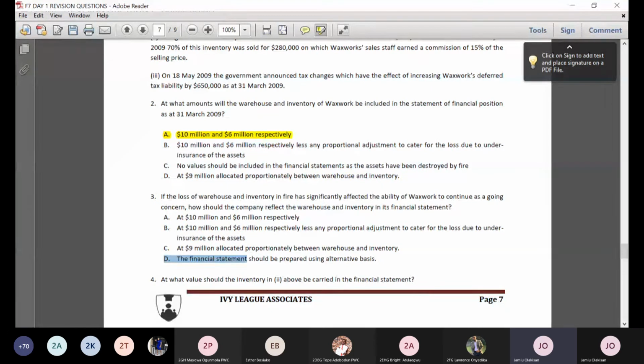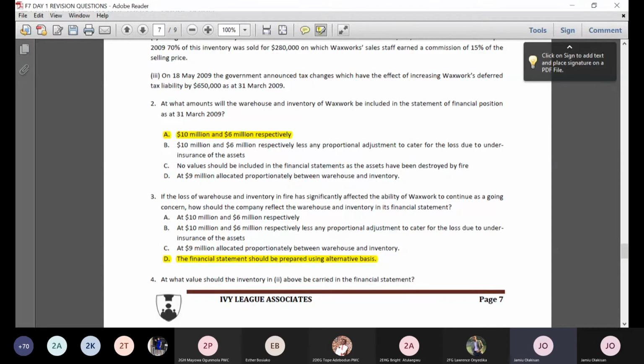I heard somebody mention breakup basis. No. In fact, if I put another option here and call it breakup basis, if you choose that option, you'll be wrong. You know why? If there is an option here called breakup, the financial statement should be prepared using breakup basis, and we have this option D here. Option D will be the correct one. That breakup basis will be the wrong one.